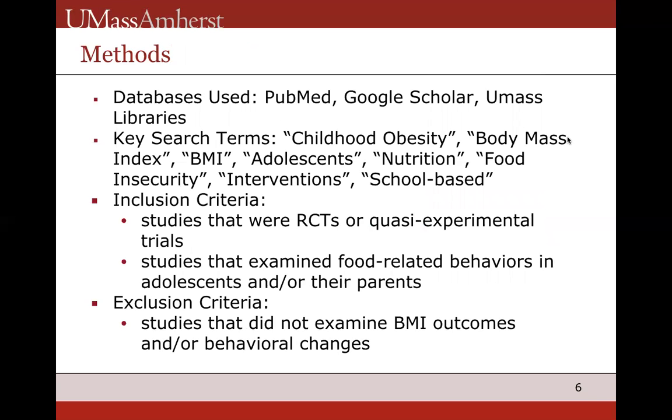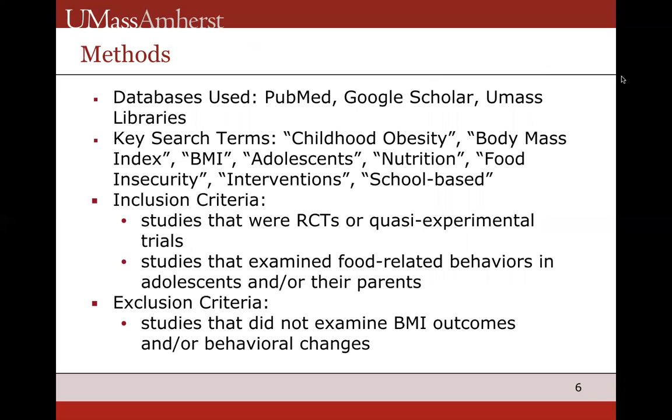These are the methods we used to conduct our research. The databases we used are PubMed, Google Scholar, and UMass libraries. Some of our key search terms were childhood obesity, body mass index, BMI, adolescence, nutrition, food insecurity, interventions, and school-based.